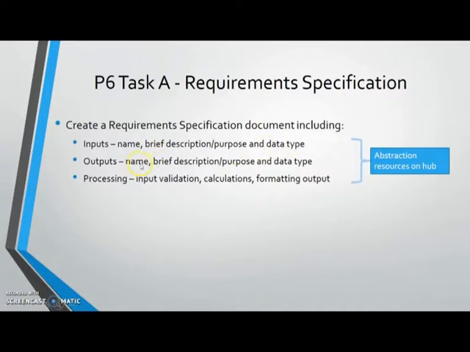Okay, exactly the same thing applies to outputs, so it will be just a list of different outputs with, again, the name of the output, a brief description of it, and what data type it will be. Then you've also got to include a list of what processing or processes will take place. Think in terms of any validation of the inputs. So, for example, if one of your inputs is a date of birth, you might say that the date of birth has to be validated, i.e. that it's a date that is in the past. We can't have anybody joining this app that hasn't been born yet.